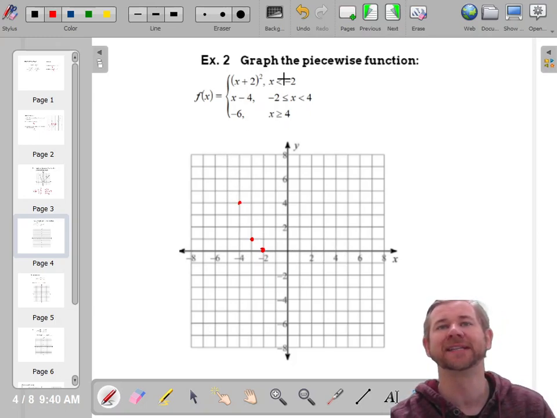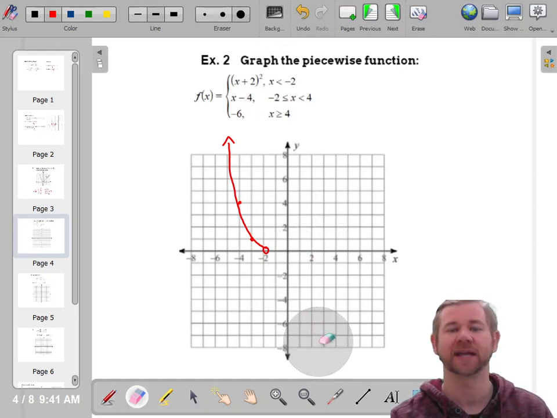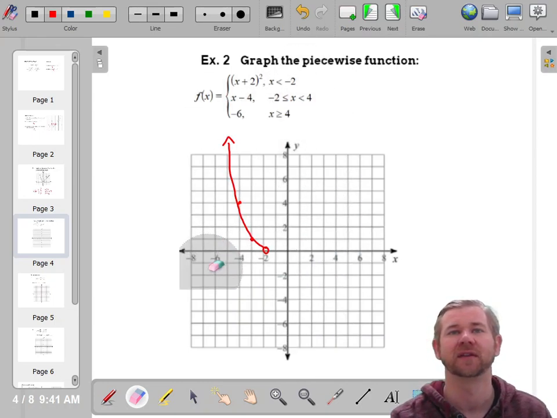That's off the page. But since it says strictly less than, this endpoint needs to be an open circle. And we're going to go to the left like that. Okay, that's the first part. That's the quadratic (x plus 2) squared, and we're only using that to the left of -2.